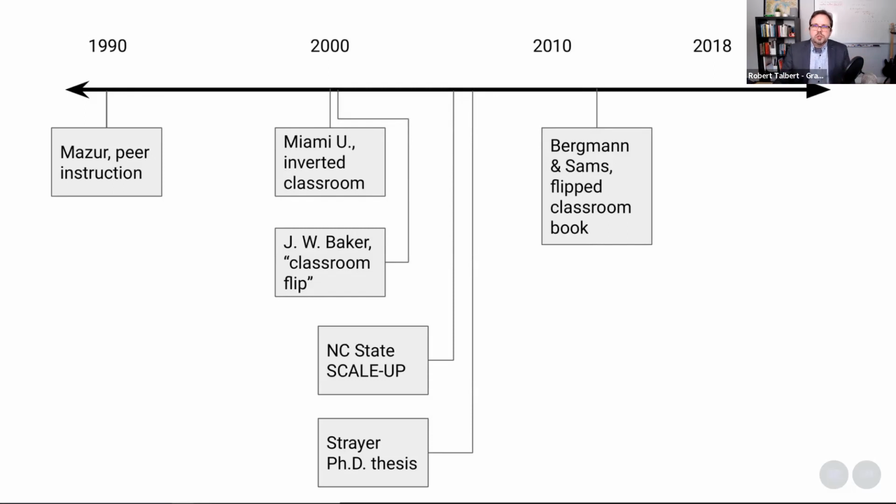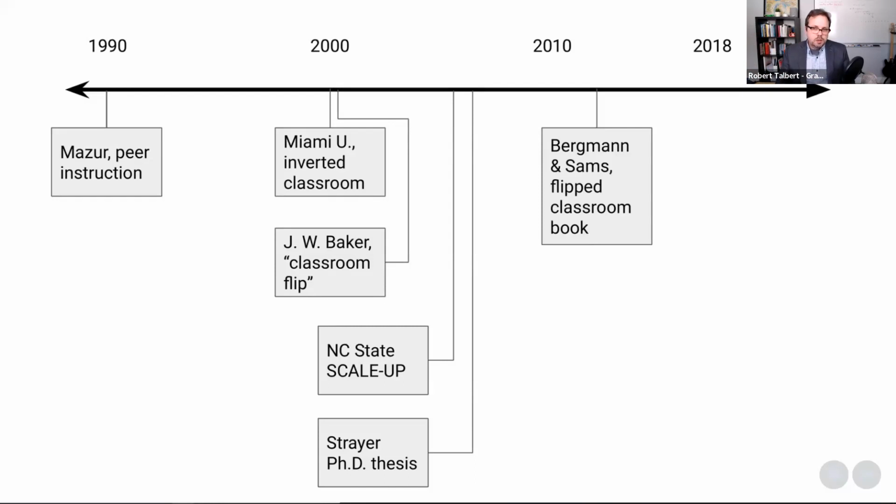But flipped instruction didn't go truly viral until Jon Bergmann and Aaron Sams wrote this book called Flip Your Classroom, almost 10 years later, in the 2010s. That book was aimed at K-12 instructors, and so these are folks that are mostly out of the loop of what higher ed people were doing. Jon Bergmann and I talk regularly, and I've asked him once before, did you know that these people in Ohio and Eric Mazur were doing this stuff with flipped instruction back in the 90s and the 2000s? He said he had no idea. So this was all completely isolated from each other.